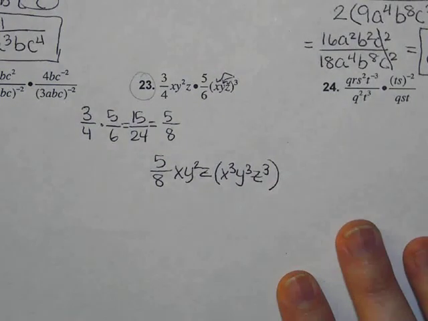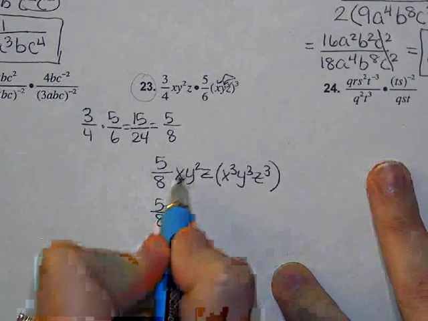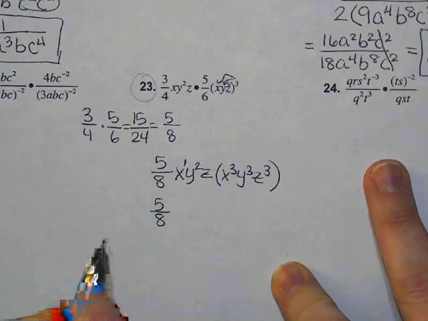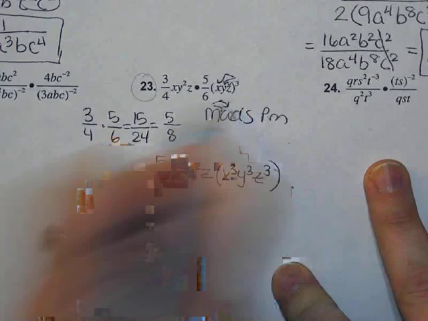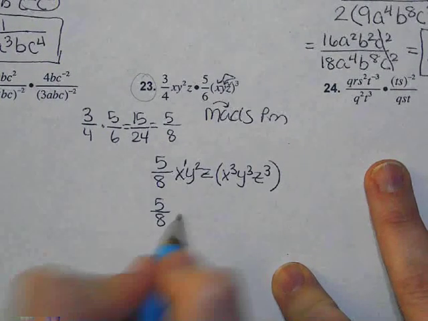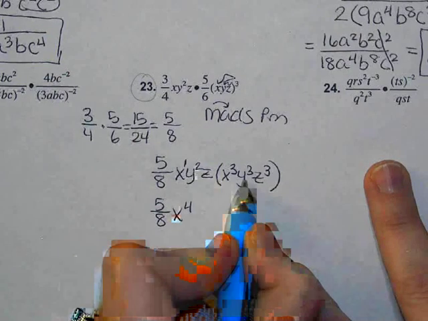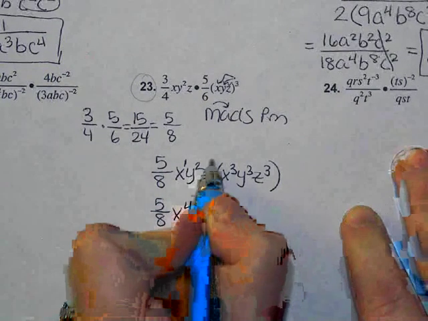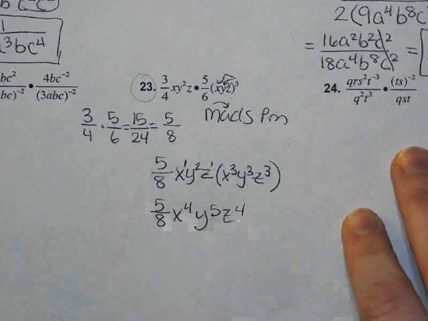Now the last step is going to be to multiply these across. So we have 5/8. X and x cubed can be combined. This is a hidden 1. Since we are multiplying these together, we're going to add the exponents. So that would be x to the 4th. Y squared times y cubed, add the exponents, would be y to the 5th. Z to the 1st times z cubed, add the exponents, would be z to the 4th.